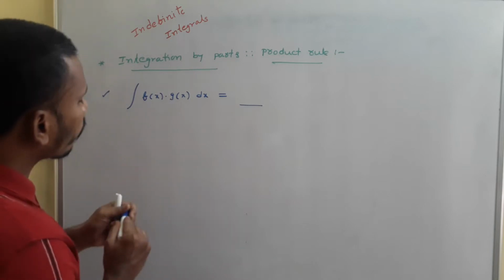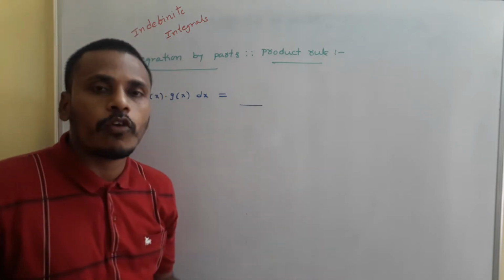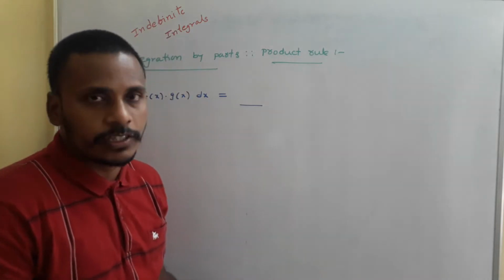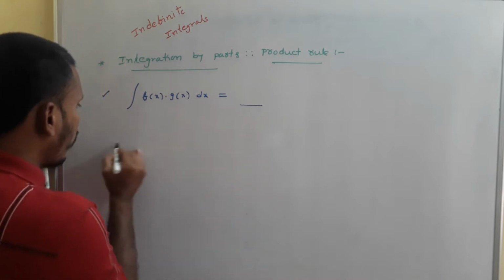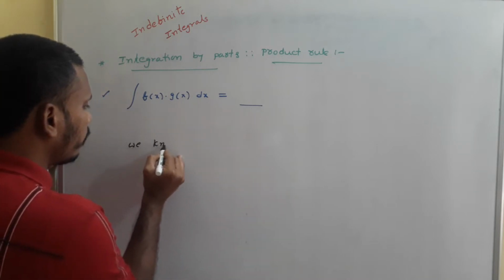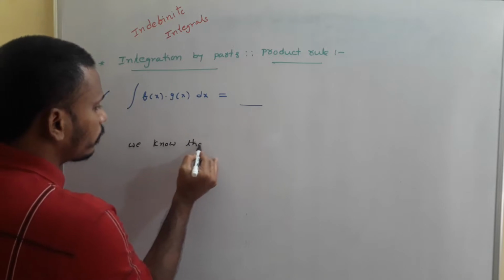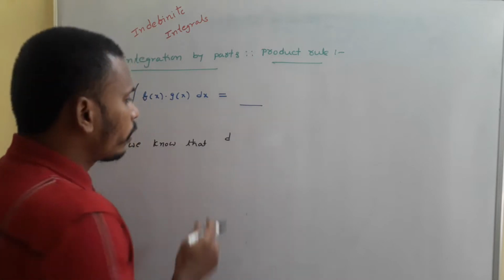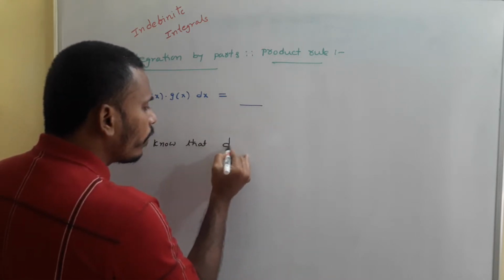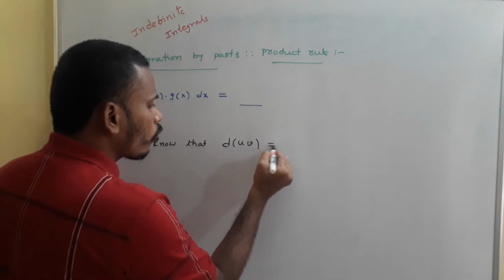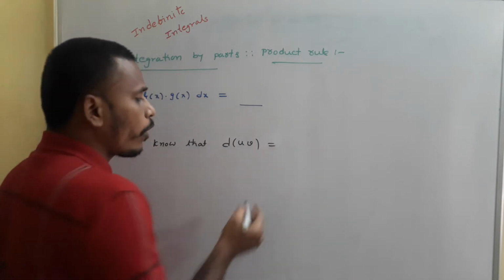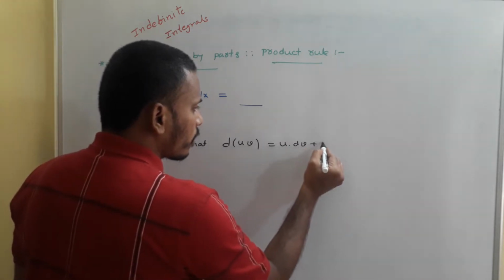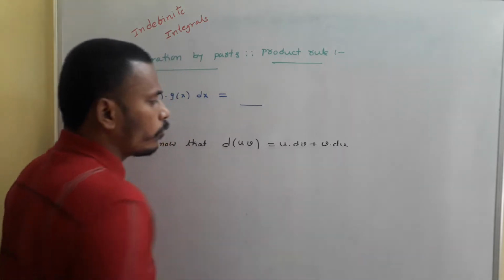So we need to get the integration of this product f of x into g of x from our differentiation trick itself. You just observe carefully. We know what the derivative of uv is. Derivative of uv, you may say with respect to x or not, no problem. The derivative of the product is u into the derivative of v plus v into the derivative of u.